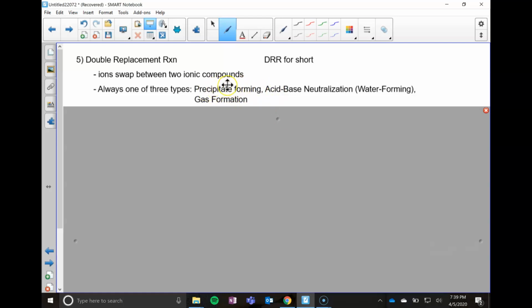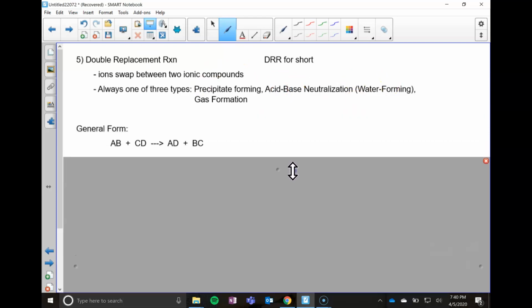We're always going to have one where a precipitate can be formed, or one where we've got an acid and a base neutralizing each other, and that forms water. Or we might have a double replacement reaction where a gas is produced, okay? So I'm not going to have you necessarily identify these 3 types right now, but just know that in a double replacement reaction, it always results in one of these 3.